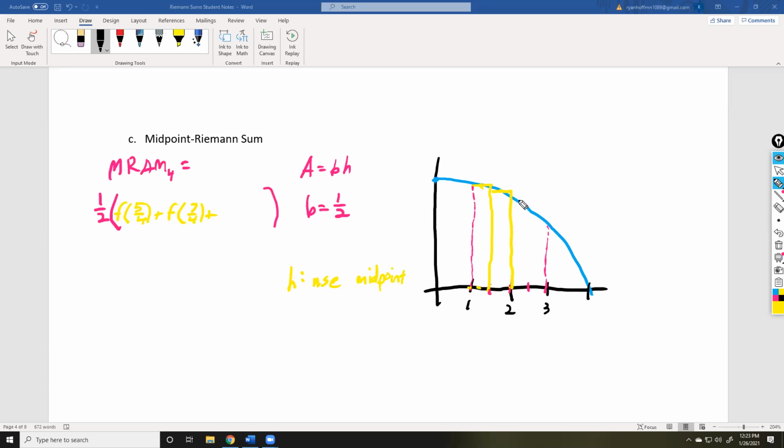And then between 2 and 2.5, we're going to split the difference and use the height at 2.25. Base is still 1/2, so the 1/2 can still be factored out. 2.25 is 9/4. And then we're going to use f of 11/4. Again, halfway in between 2.5 and 3.